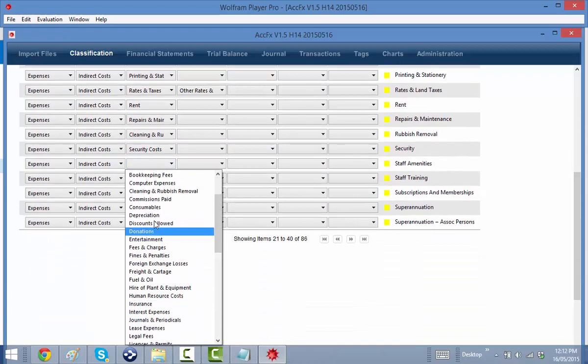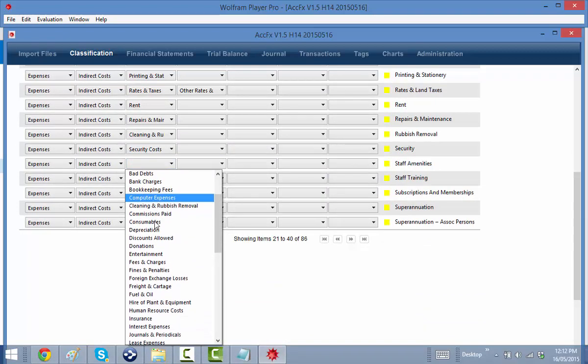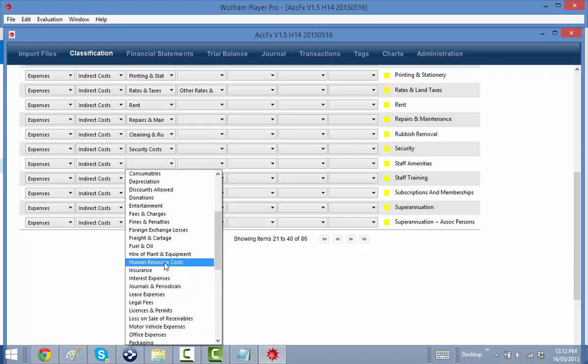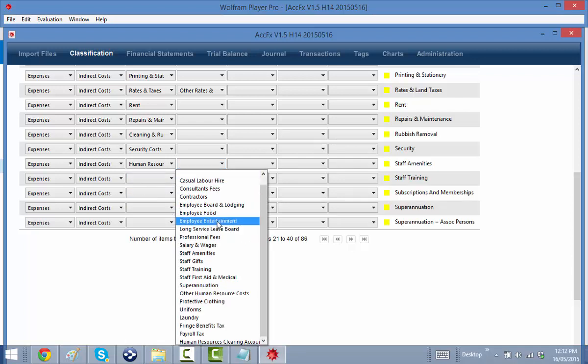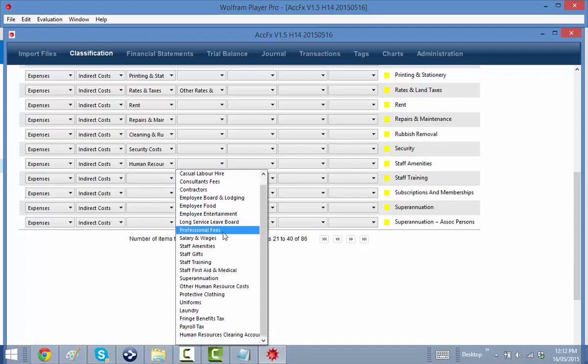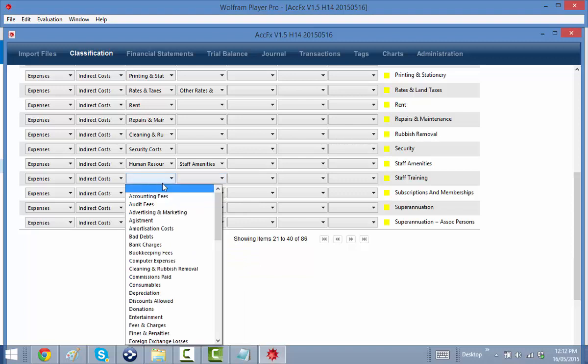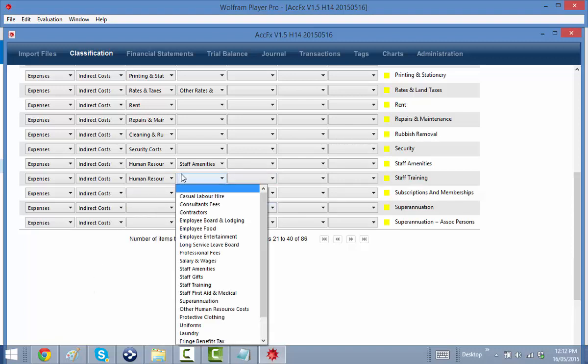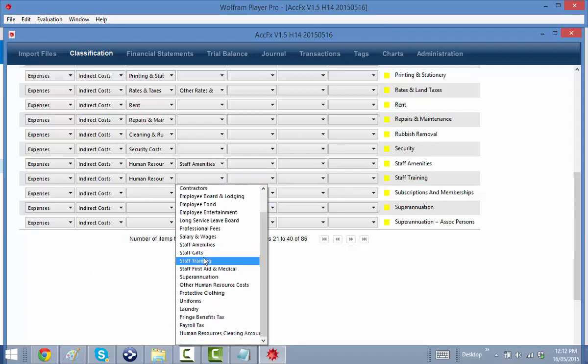So staff amenities, human resource costs. Once again, hard to know if this would be related to the direct cost, but we doubt that they'd be paying staff amenities significantly for contractors. Not a huge issue, it's a minor item. So the staff amenities there, staff training, also human resource, and that's staff training.